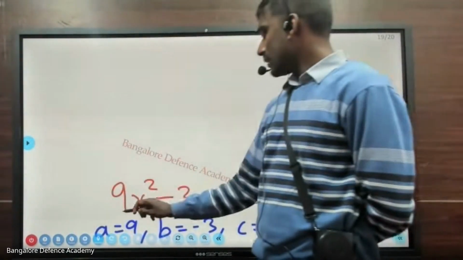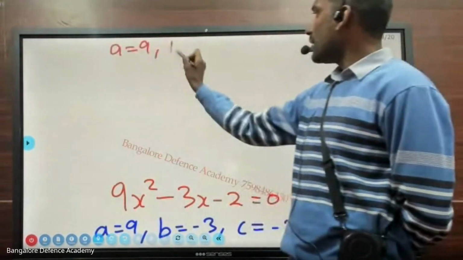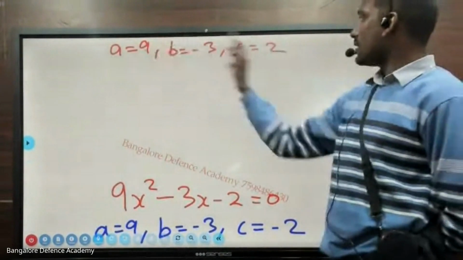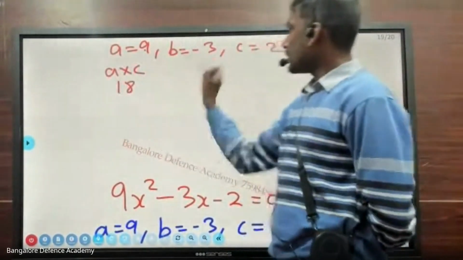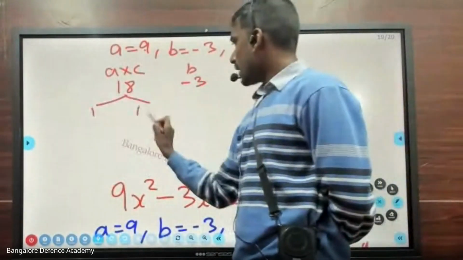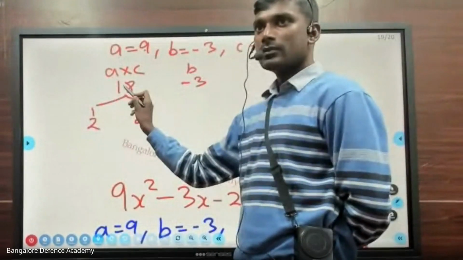Now here this is 9. Here this is 2. A, how much did you get? 9. B is how much? Minus 3. C is how much? 2. 9 into 2 is how much? A into C gives me 18. B is minus 3. Now look at this. 1 into 18 gives me 18. 2 into 9 gives me what?